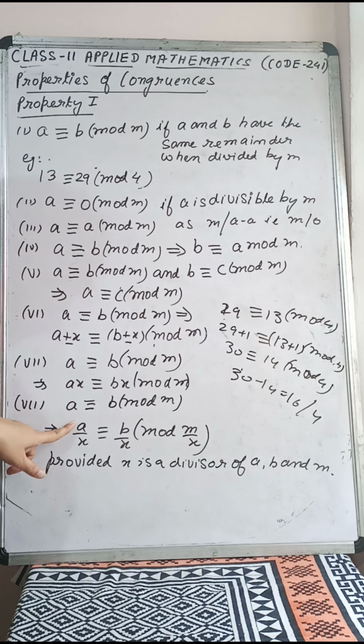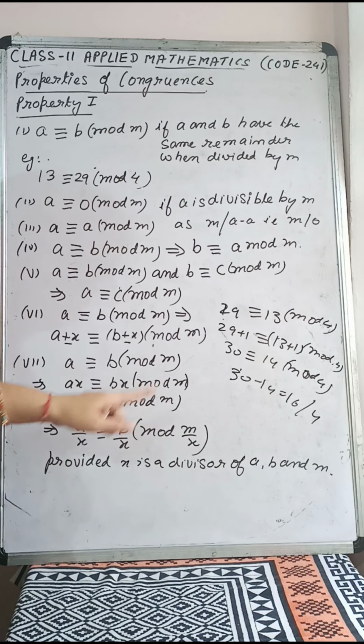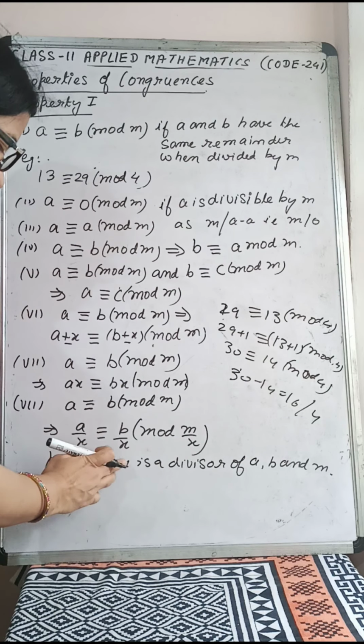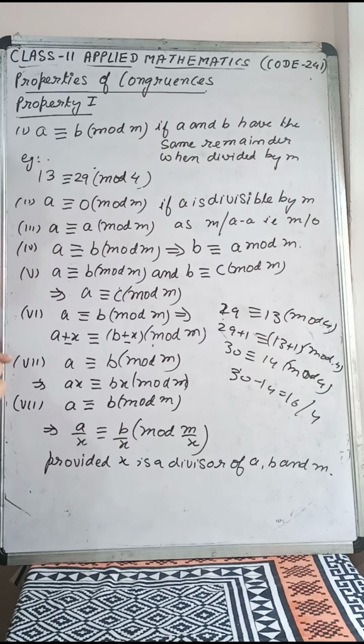But in case of division, it changes. A is congruent to B modulo M implies A by X is congruent to B by X modulo M by X. Here see, X is being divided into all of A, B and M. So the condition will be provided that X is a divisor of A, B and M. So keep all these properties in mind. All are easy while calculating, and if you keep them in mind, it will be helpful for you.